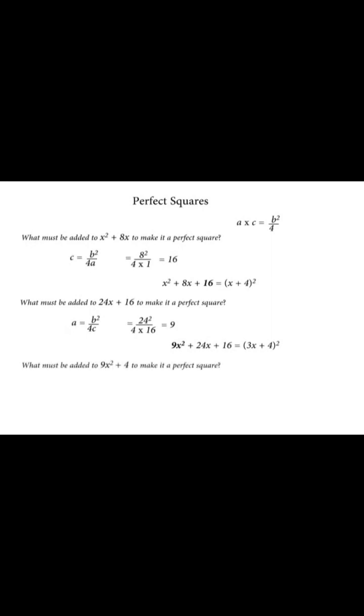Finally, what must be added to 9x squared plus 4 to make it a perfect square? In this case, b is missing. From the expression a times c is equal to b squared over 4, b is equal to the square root of 4ac. That is the square root of 4 times 9 times 4, that is the square root of 144, which is plus or minus 12. We either add minus 12x or 12x. Either way, it will be a perfect square. 9x squared plus 12x plus 4 is equal to (3x plus 2) squared. Also, 9x squared minus 12x plus 4 is equal to (3x minus 2) squared.